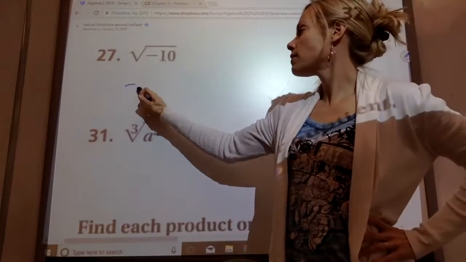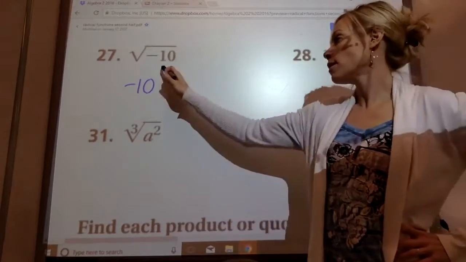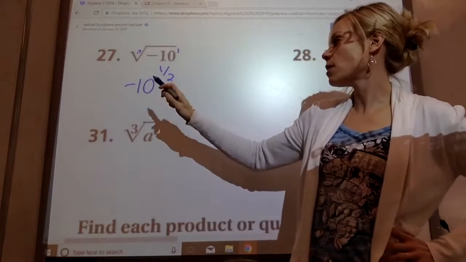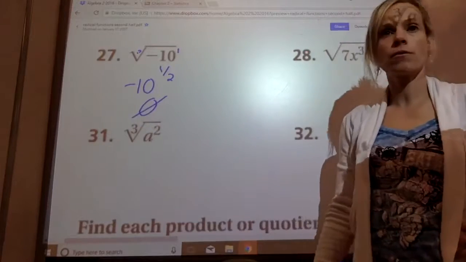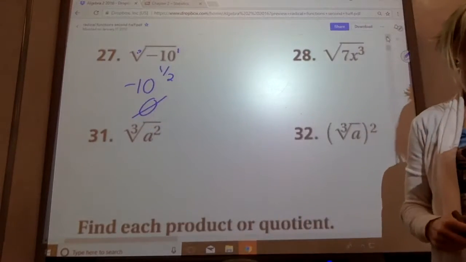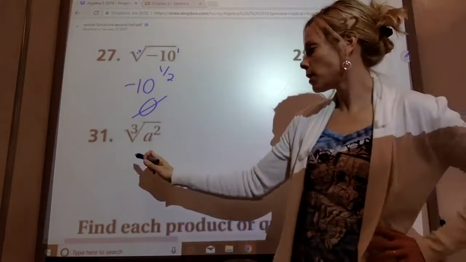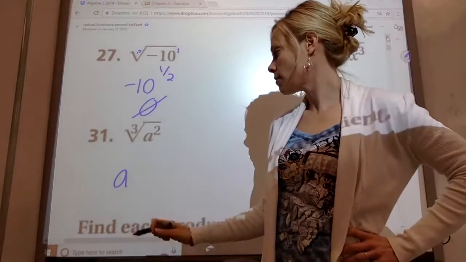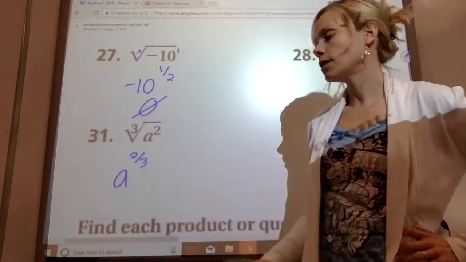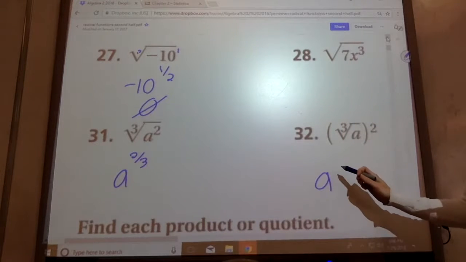This would be negative 10 to what power? 1/2. Because there's really a 2 here, and that's a power of 1, but no solution. Why? Because you cannot have an even index and a negative radicand. What about 28? Or no, let's do 31. What would 31 be? A to the 2/3. Very good.